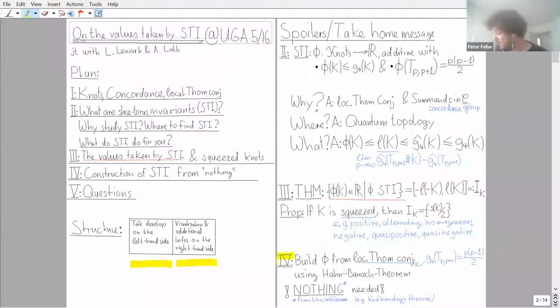And then finally, in terms of building, I said I need nothing. That was a slight lie. I will be able to build slice-torus invariants just from the statement of the local Thom conjecture, which says something about the 4 genus of torus knots, and using the Hahn-Banach theorem. So when I say I need nothing, I really mean I need nothing from this millennium. So I don't need any knot homology theories.